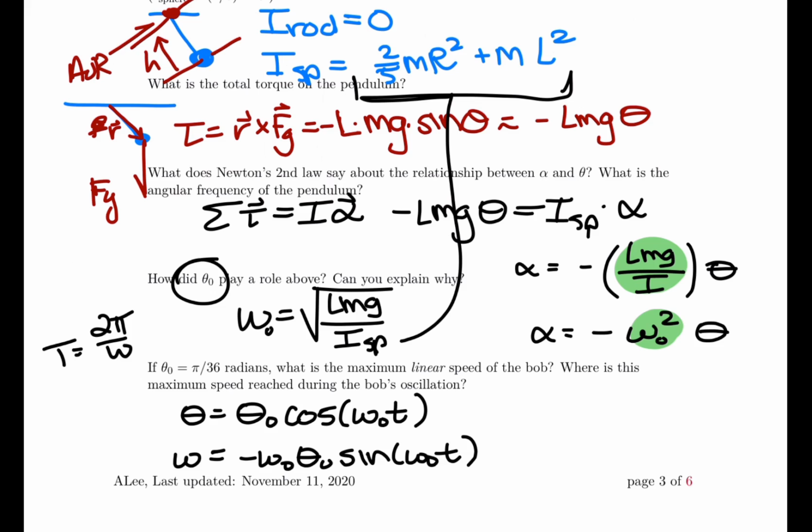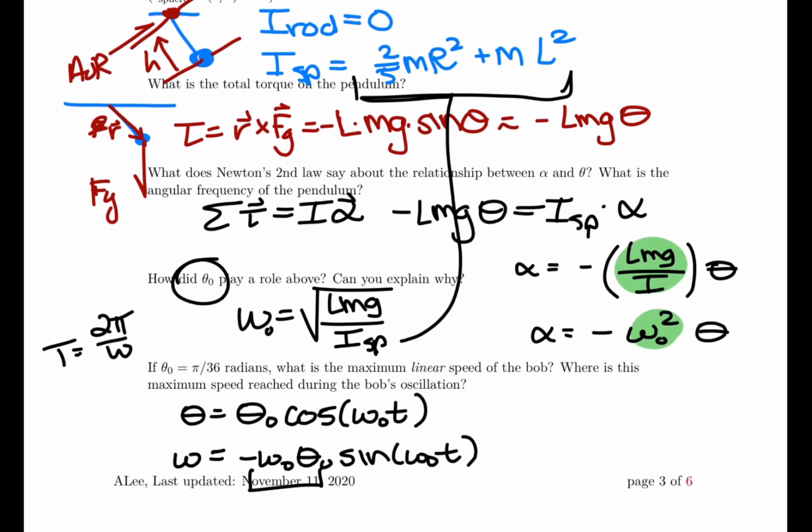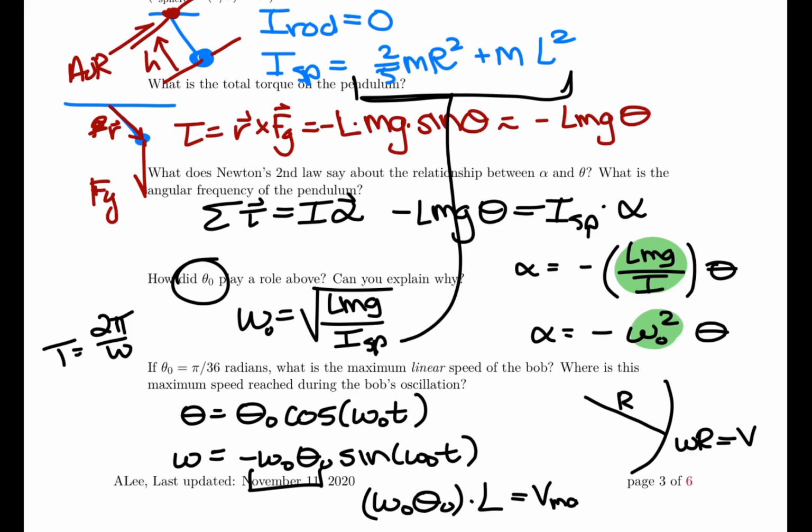You might think that then the maximum speed of the bob is just this, and you would be almost all the way there. But if you look at the units of this thing, it has units of radians per second. So it does not quite have linear units. But then, of course, remember, if you have something that's undergoing circular motion and it's a distance r away, then omega r equals the velocity. So the idea is that you could take omega naught, theta naught, multiply it by the length of the pendulum, and that gives you a Vmax in this case.